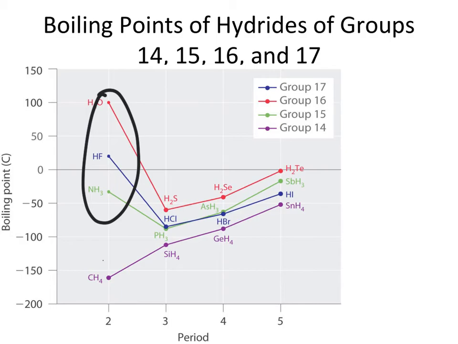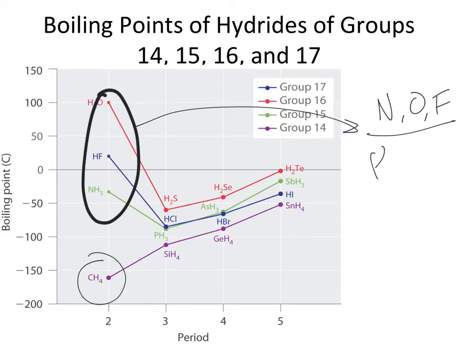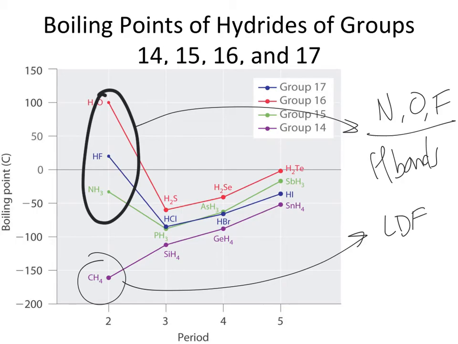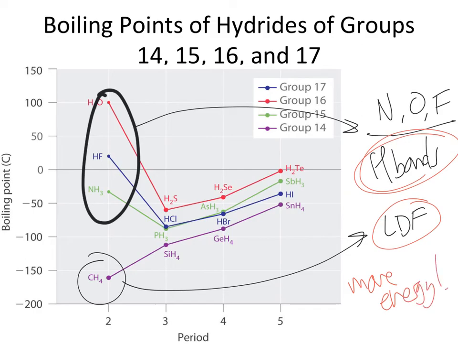But when we look at carbon, it doesn't have that same huge amount of energy. And remember that we have nitrogen in group 5, oxygen in group 6, and fluorine in group 7. These can form hydrogen bonds, which are much stronger than the ones that this carbon can create. Carbon can only create London dispersion forces. And so the hydrogen bonds are much stronger than the London dispersion forces, and because they're stronger, they require more energy. Okay? More energy equals a higher boiling point in this case.